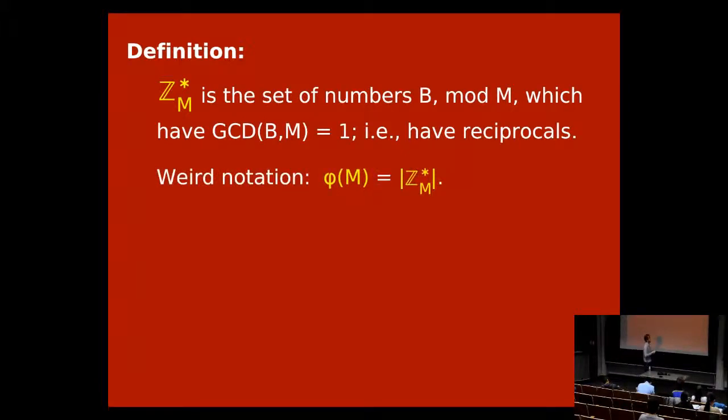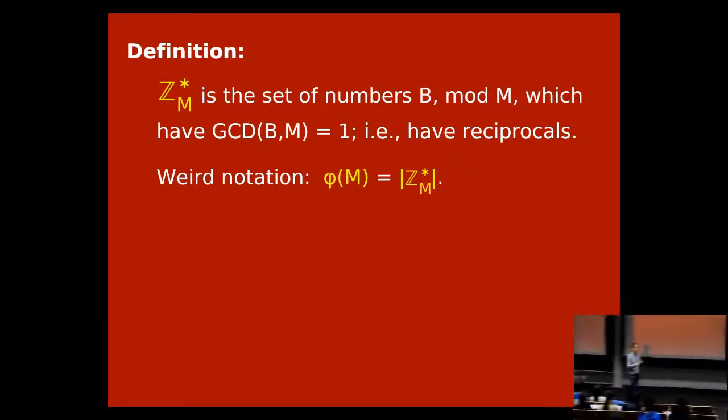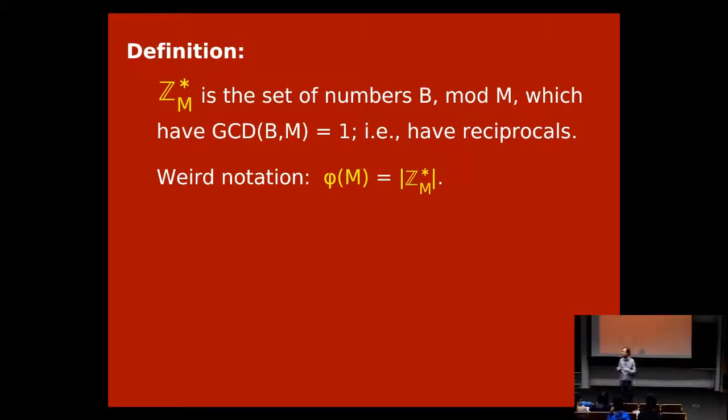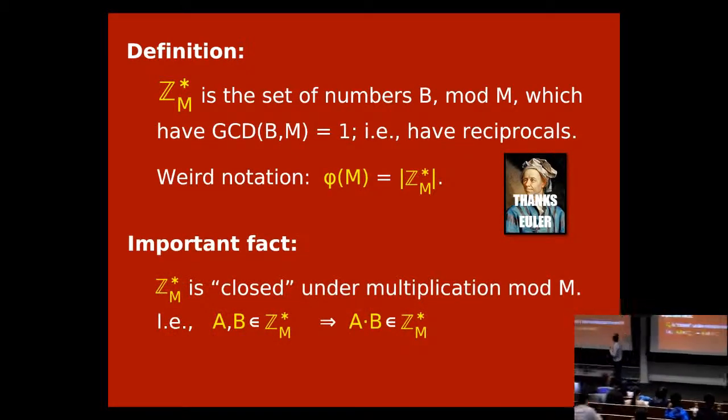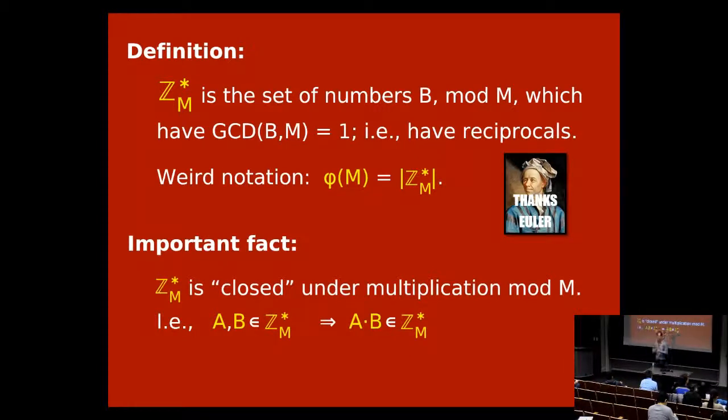There's this weird notation that I guess you'll have to learn. The cardinality of this set, the number of numbers between 0 and m with GCD 1, is written phi of m. I never remember how to pronounce this. Phi of m. Which is annoying. It's invented by this guy, Euler. So here's an important fact that I'll illustrate on the next slide.